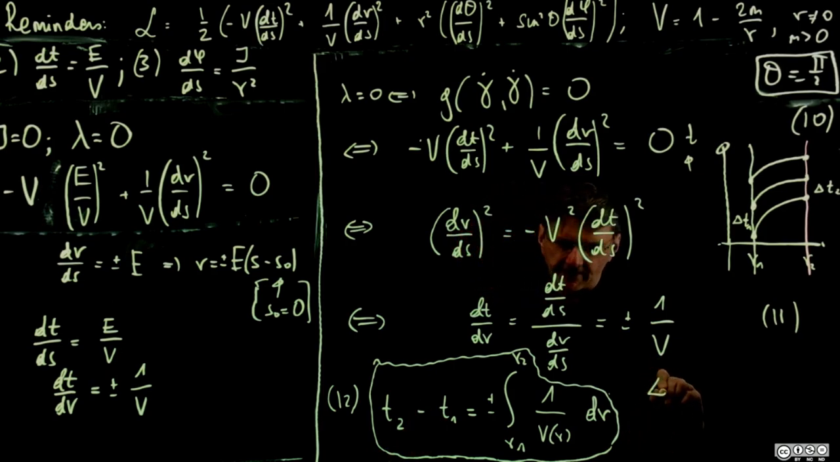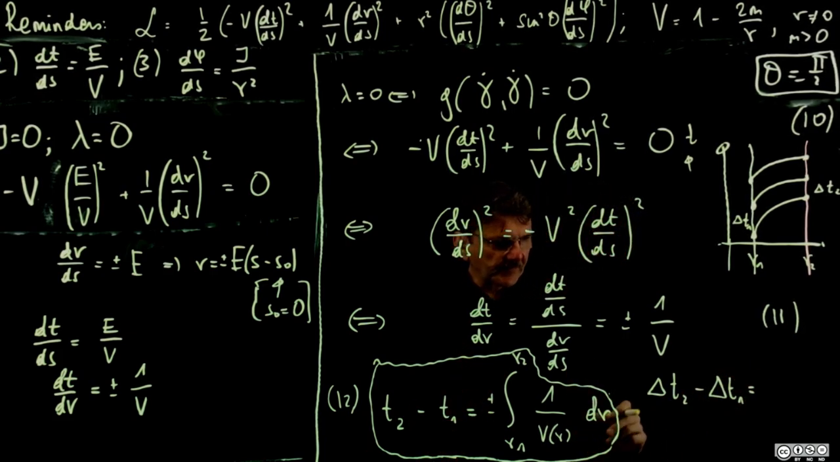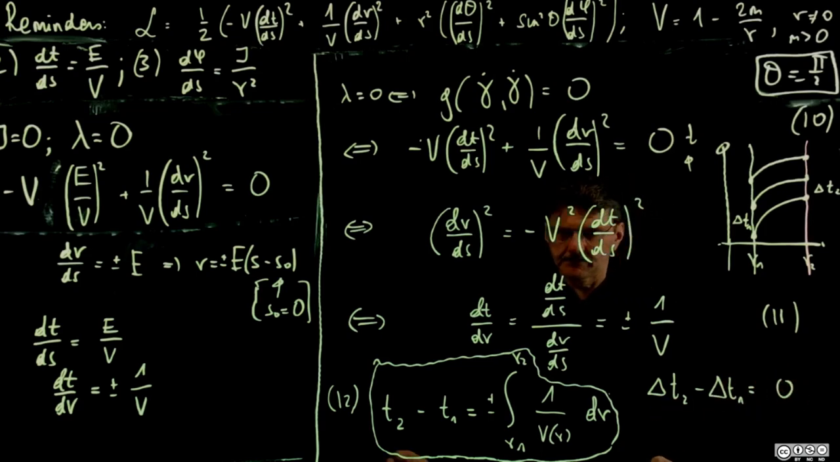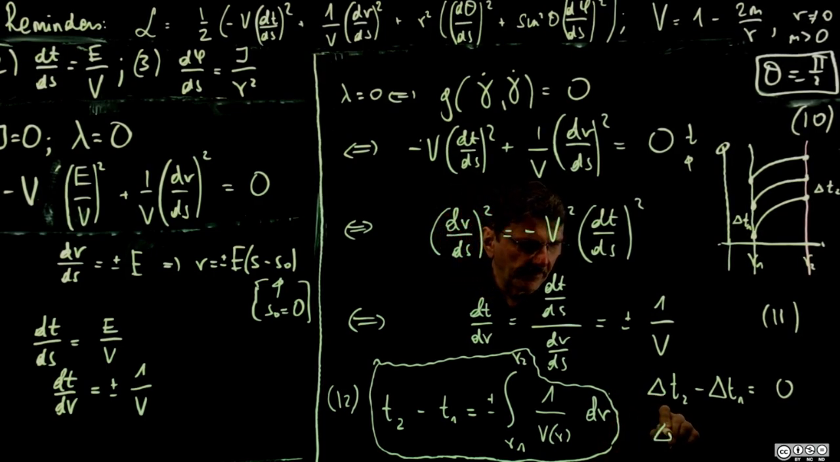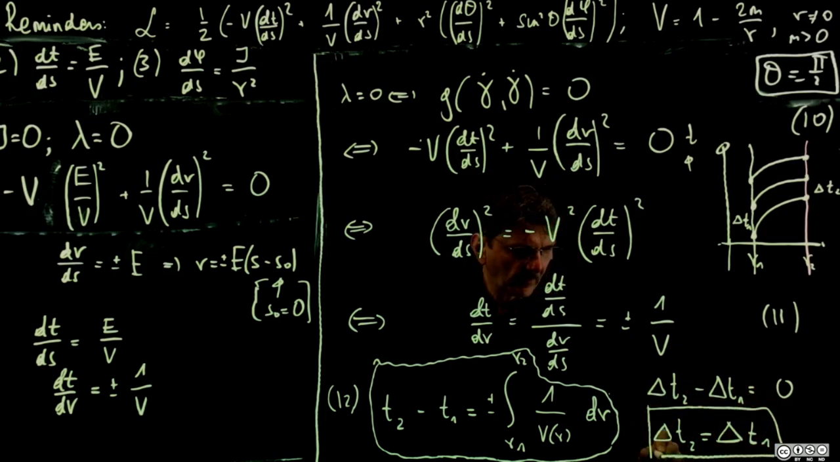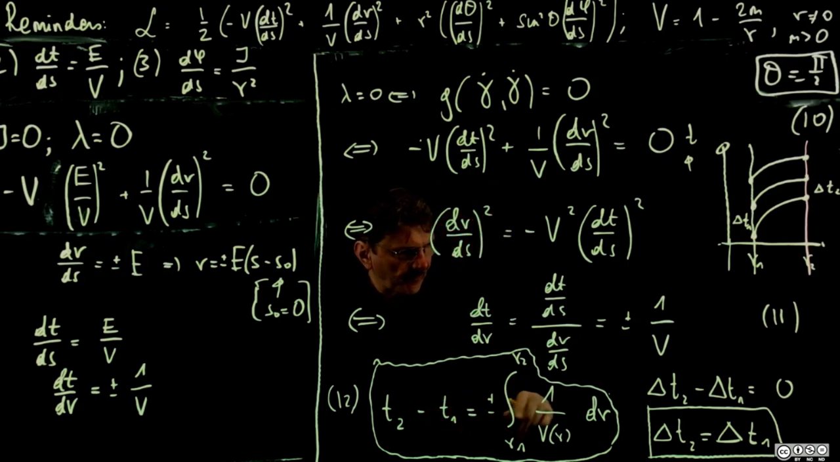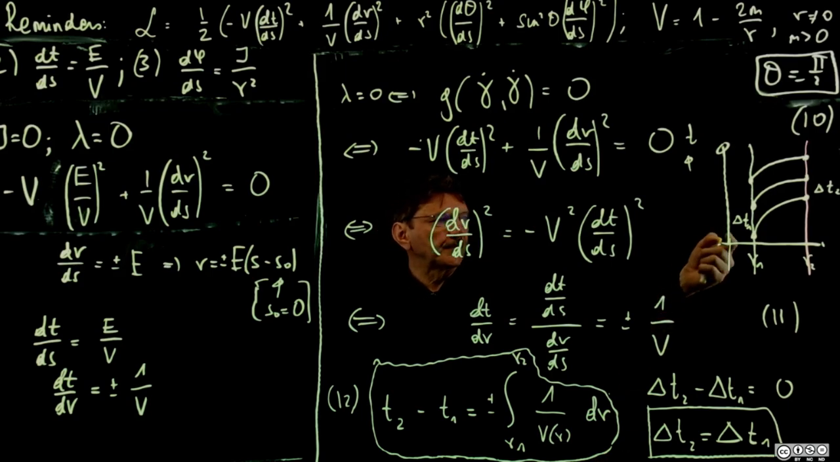So therefore, delta t2 minus delta t1 is the difference of these integrals, which is zero, because these integrals only depend upon the position, and don't depend upon the emission time. So the coordinate time elapsed between the emission or observation of successive crests or troughs of the wave is the same whether you're sitting at R1 or R2.